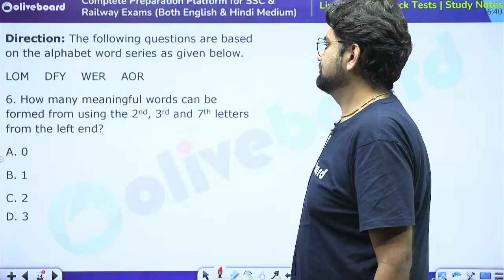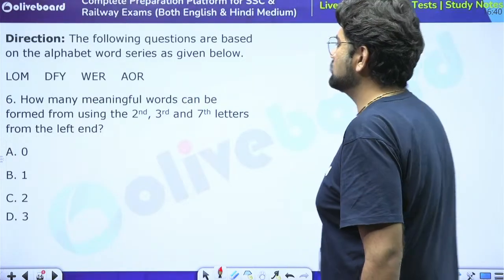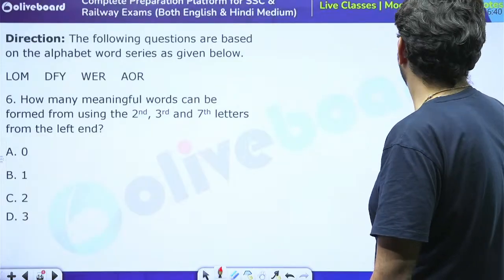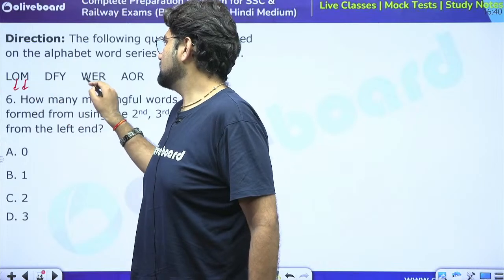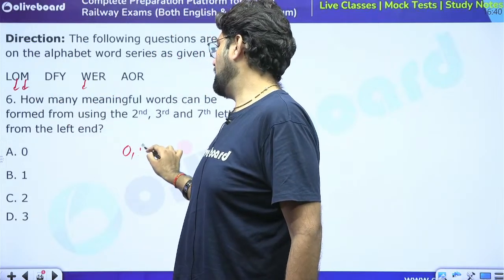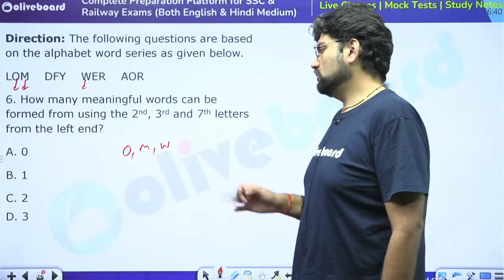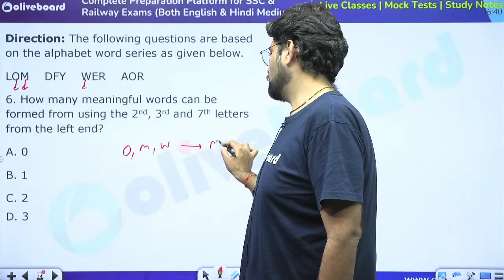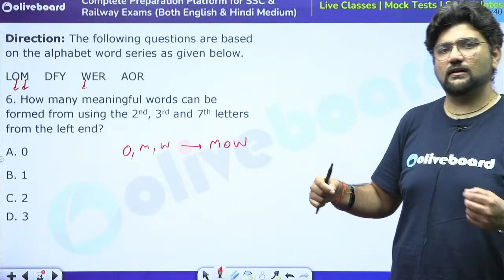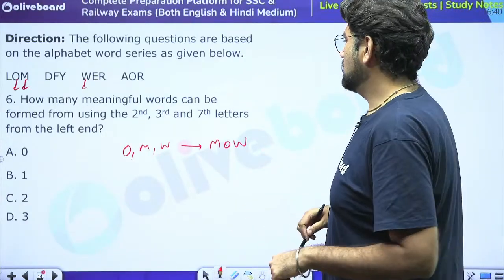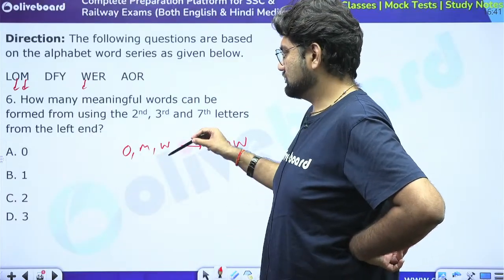Okay, next. How many meaningful words can be formed using the second, third and seventh letters from the left end? From the left end, we have to pick up the second, third and seventh letters. So we have O, M and W. And we need to see how many meaningful words can be formed. Now, this is simple vocab based. One word definitely you can form is mow. Mow the lawn. You cut the grass, you clear the facade, the landscape.